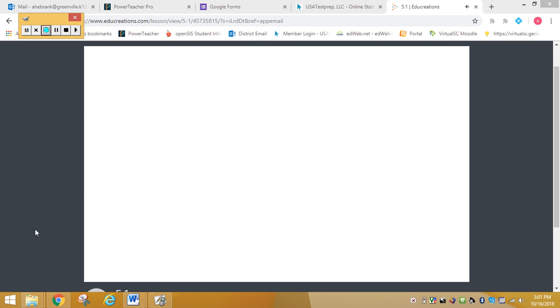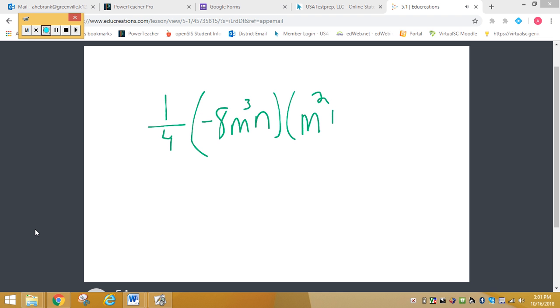Alright, let's do another one. Let's do this. Let's do 1/4 times negative 8 m to the third n times m squared n p to the third. And I'm going to do a squared on the outside of here. Alright, this one's going to be a lot of steps, so get ready. If I move too fast, pause it and you can catch up.